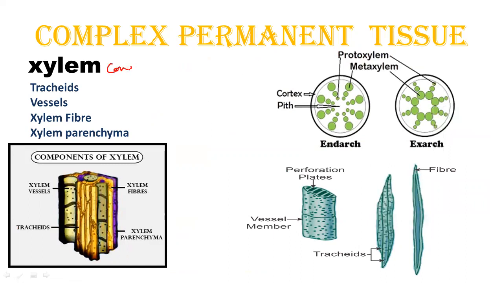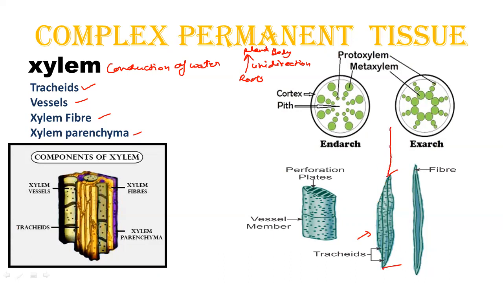Xylem performs conduction of water in plants, and it is one-sided movement, unidirectional. Water goes from roots to the upper part of the plant body. And xylem is made up of tracheids, vessels, xylem fiber, and xylem parenchyma. Tracheids are long, elongated tubes with tapering ends. And tracheids are arranged like this, and these overlapping walls have pits, so water moves from one tracheid to another.